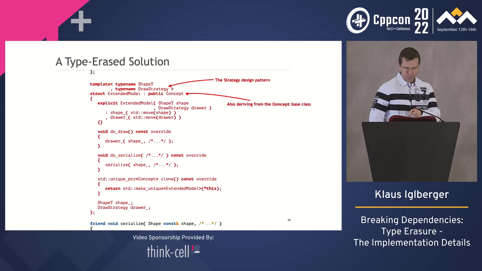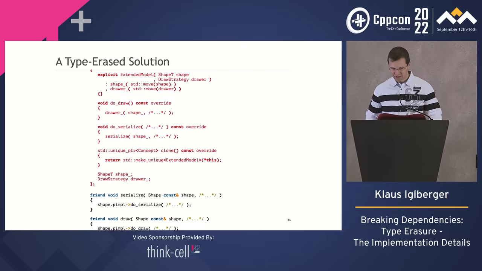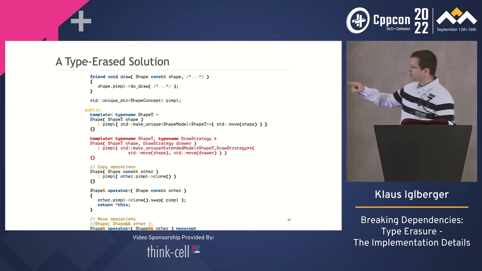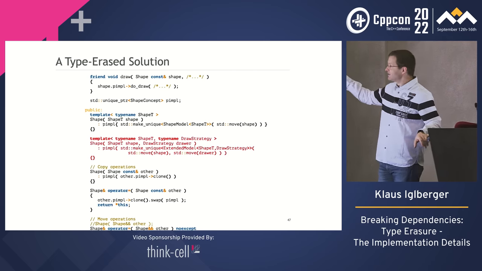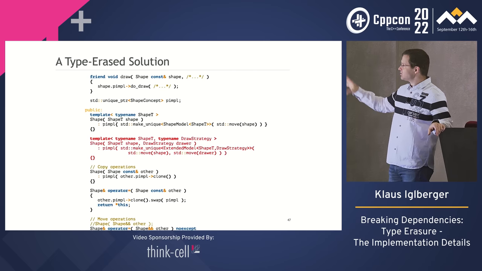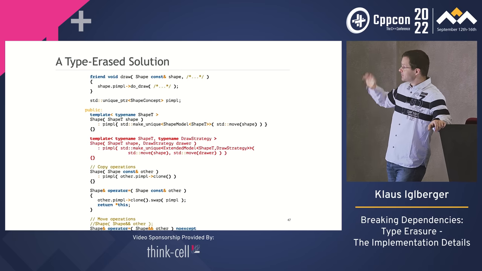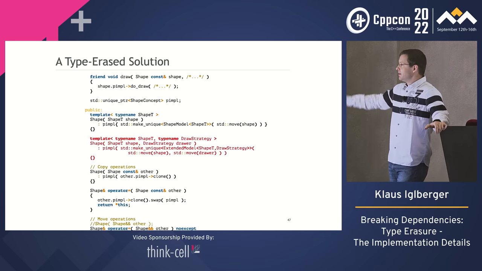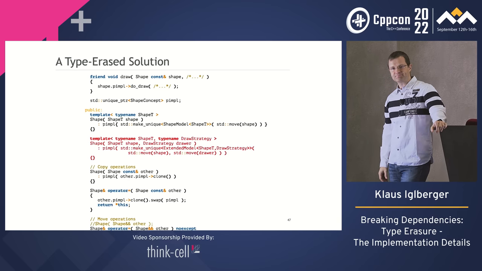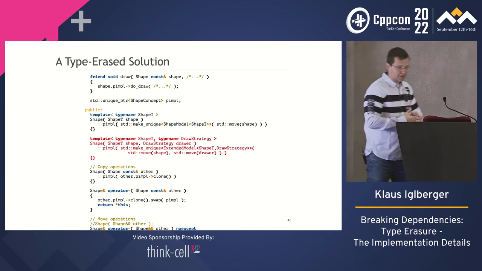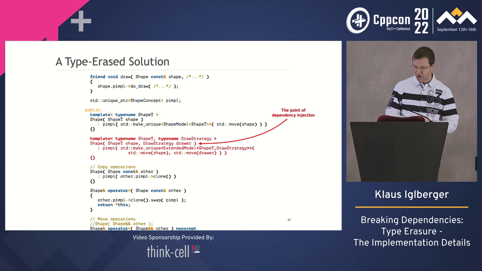And how do we inject this? Well, we inject this by simply having the according constructor. So this constructor takes any shape, but also any draw strategy, anything that you like. We take them both, put them into an extended model. The extended model, again, is a concept, so we can assign this to a pimpl, and we've erased the behavior. Yet again, we've erased the type. But we still have a point of injection.